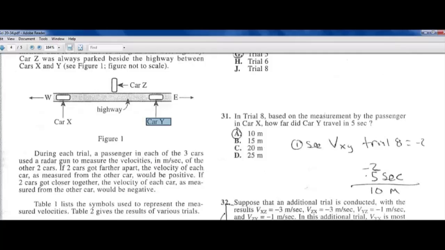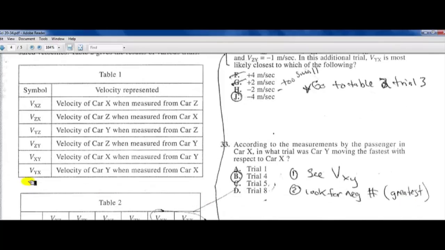So we are going to look now in table 1 and look at X and Y. So here we have X versus Y and Y versus X. VXY says the velocity of the car X when measured from Y. So if we use this column, that tells us that the velocity of car X when measured from Y, if Y is going faster and increasing its speed and therefore decreasing the distance between car X and Y, then the velocity here, VXY, will be a negative number.